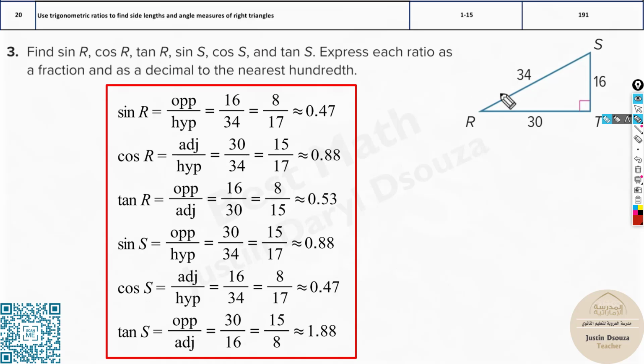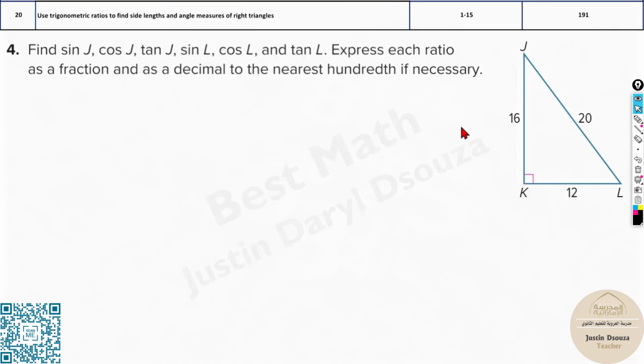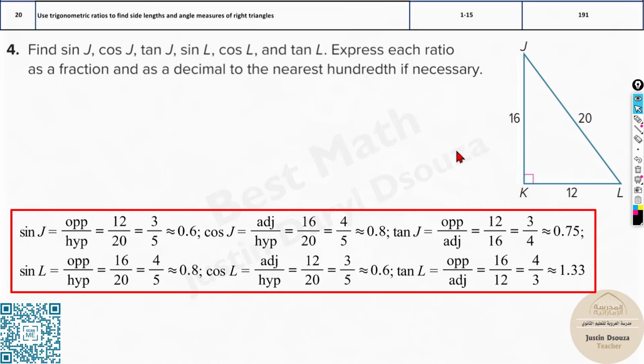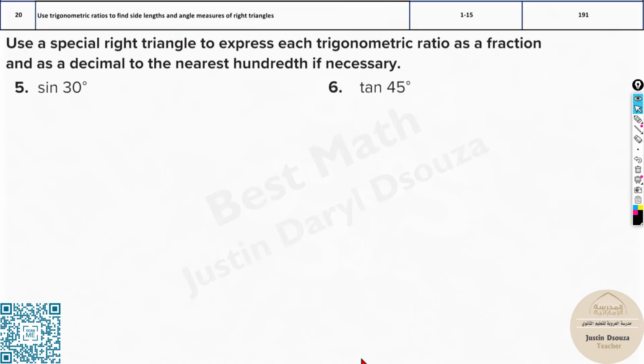When you're considering, say, angle R, opposite is over here. And this is your hypotenuse. And the other one is adjacent. Whereas I'll just change the color over here. For S, this becomes opposite, and this is the adjacent. The adjacent and opposite swap with each other. Similarly, this is also the same thing. You can see all the answers over here. Please do them by yourselves and then check the answers.